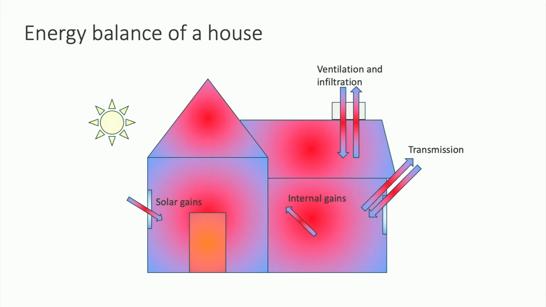Once we know the size of these energy flows, we can calculate the required amount of heating and cooling that needs to be produced for a home to be comfortably warm or cool. We will now discuss these flows one by one.